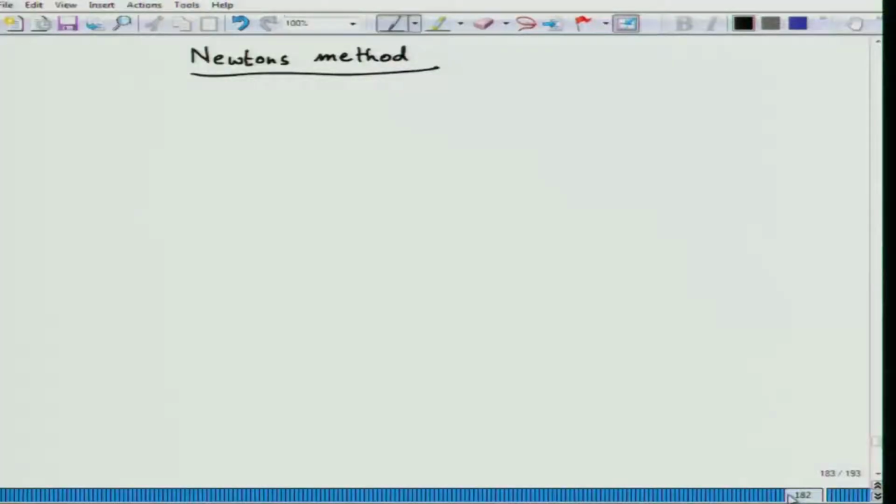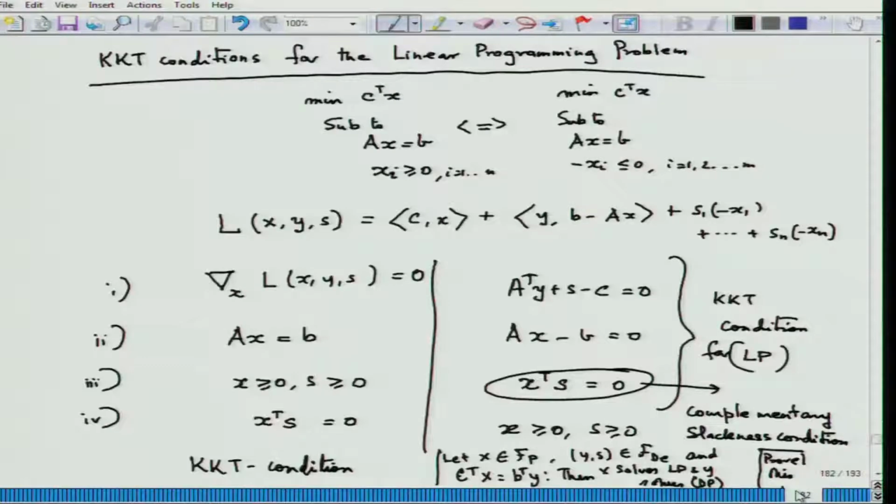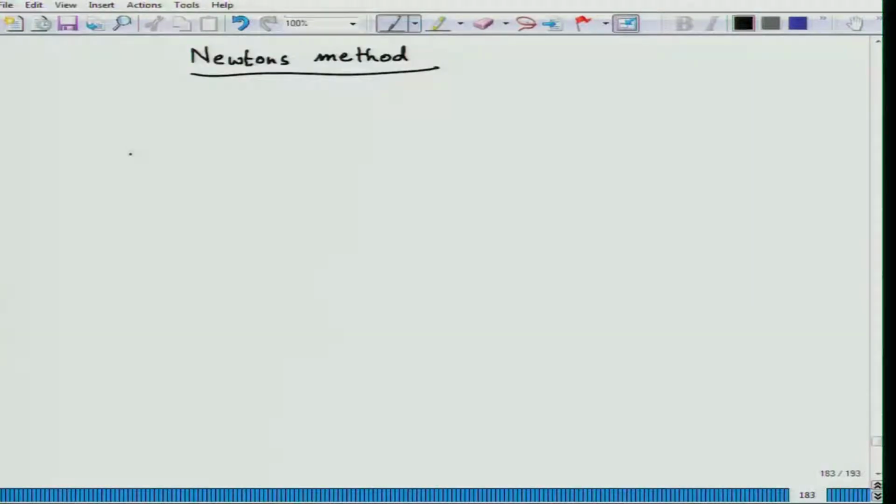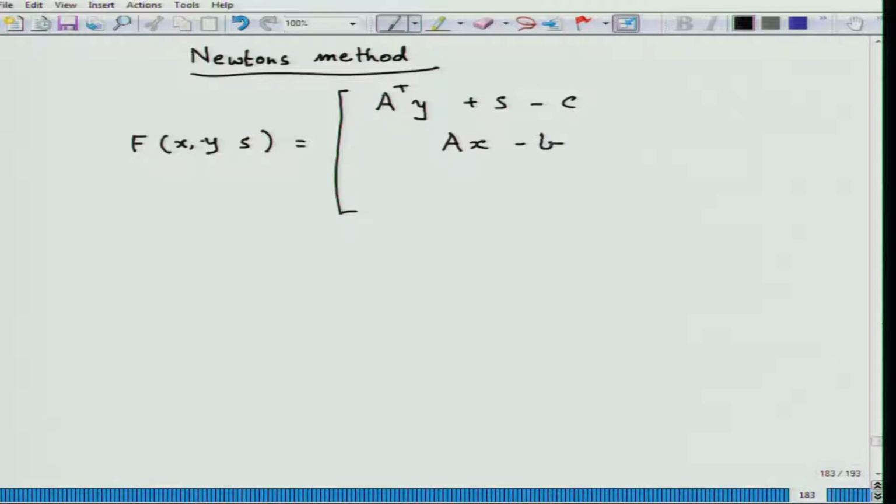Now, let us observe that if I look at the KKT conditions in the page before this one, I can write it down in a more standard equation form. That is, I can write this KKT condition as a system in this form. A transpose this, I will very soon tell you why I am writing this, where x and s are greater than or equal to 0.